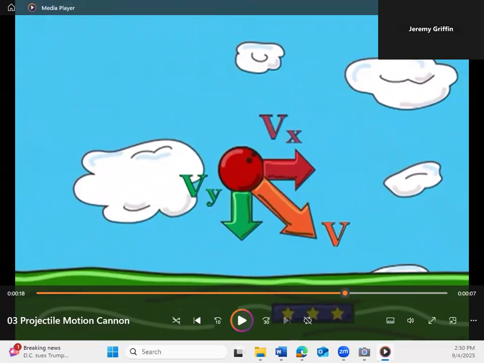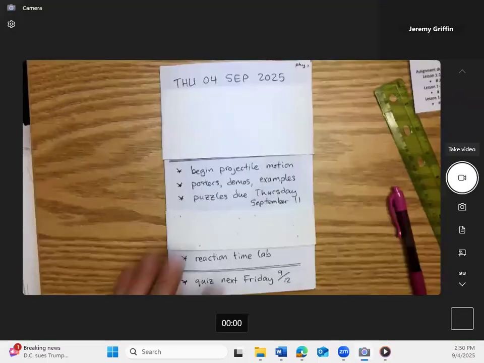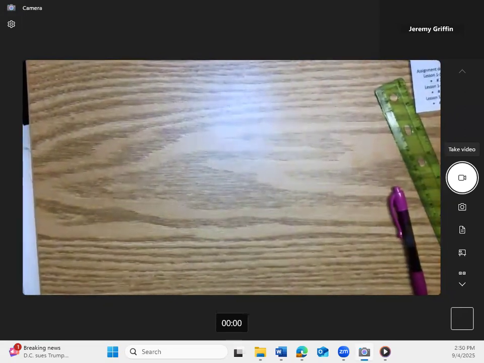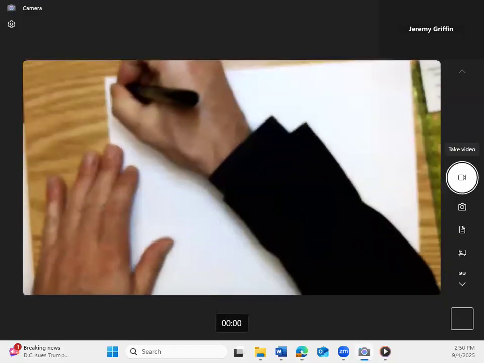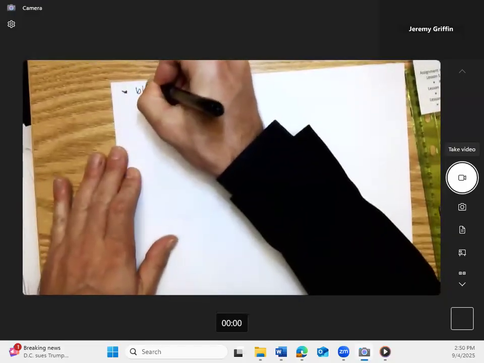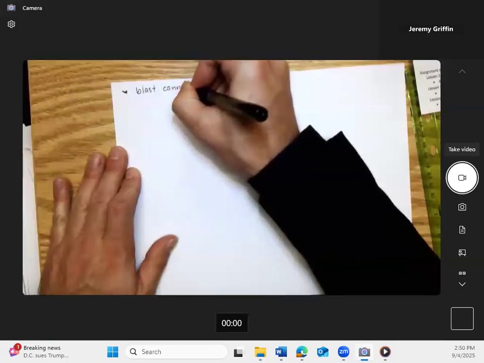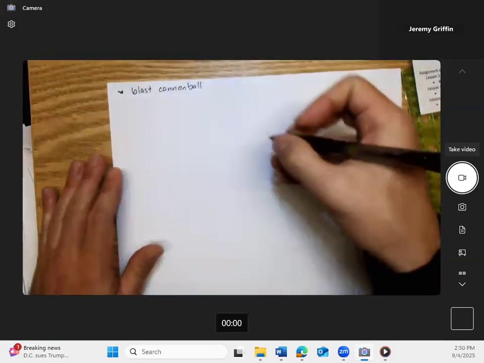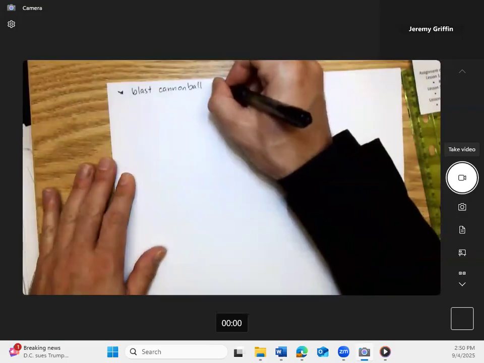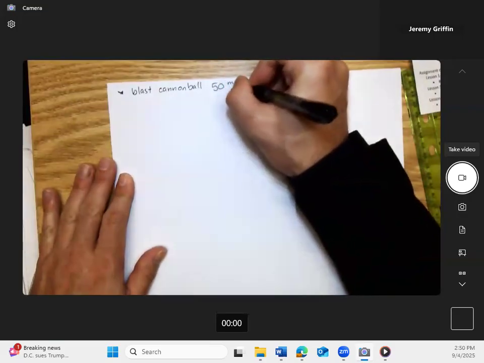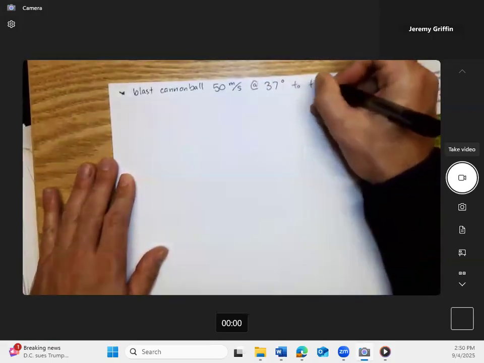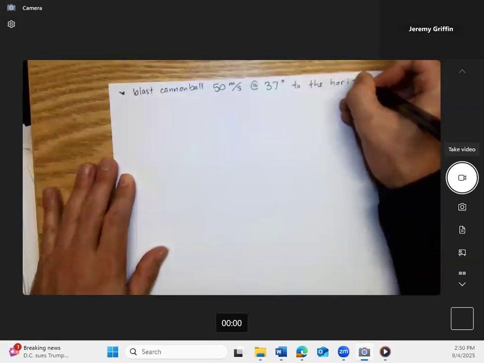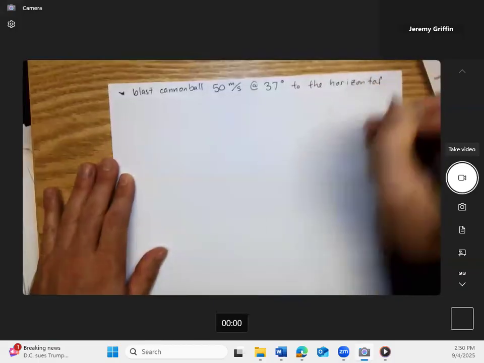Sure. So let's do that. Let's give you guys some notes here. Notes page. On a big old sheet of paper, let's say here's a scenario. We're going to blast a cannonball. Let's go 50 meters per second at 37 degrees to the horizontal. Okay, so that's the scenario.